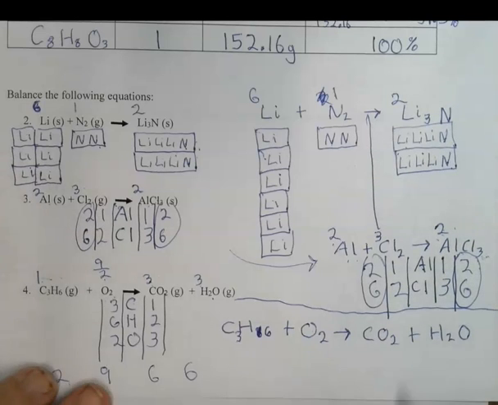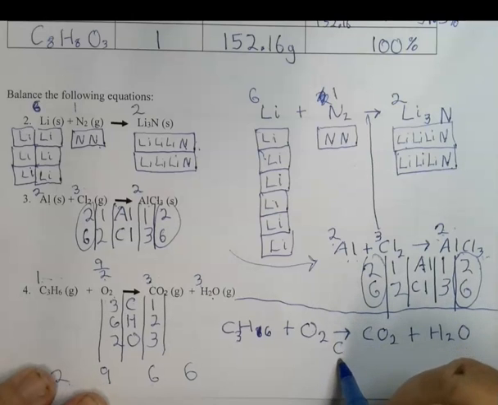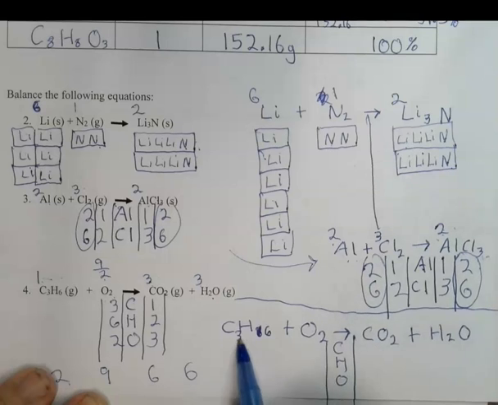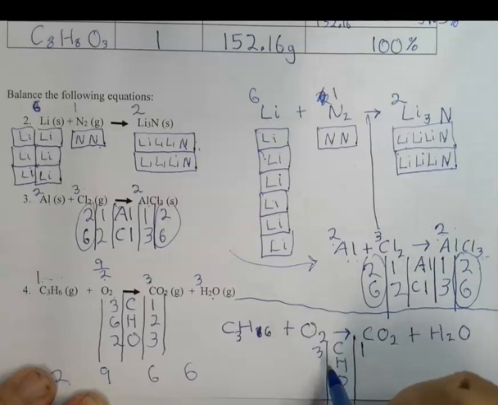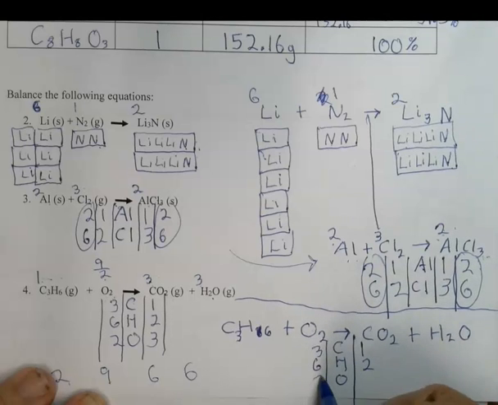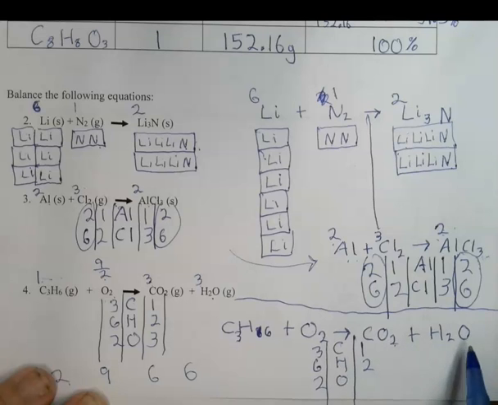Okay, we'll do this using the intuitive method. So I got C, H, O. Let's count atoms on both sides. I got 3 carbons. I got 1 carbon. I've got 6 hydrogens. Here I've got 2 hydrogens. I have 2 oxygens. Here I have 2 plus 1 is 3.